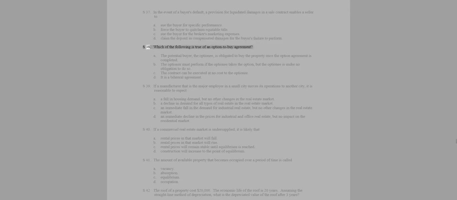S38. Which of the following is true of an option to buy agreement? A. The potential buyer, the optionee, is obligated to buy the property once the option agreement is completed. B. The optionor must perform if the optionee takes the option, but the optionee is under no obligation to do so. C. The contract can be executed at no cost to the optionee. D. It is a bilateral agreement.